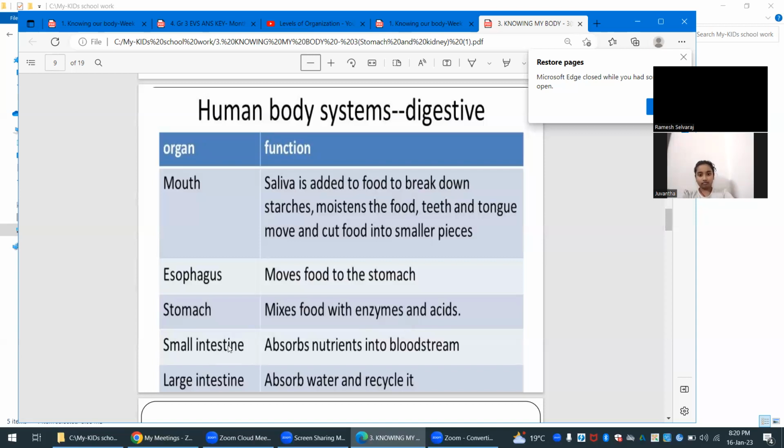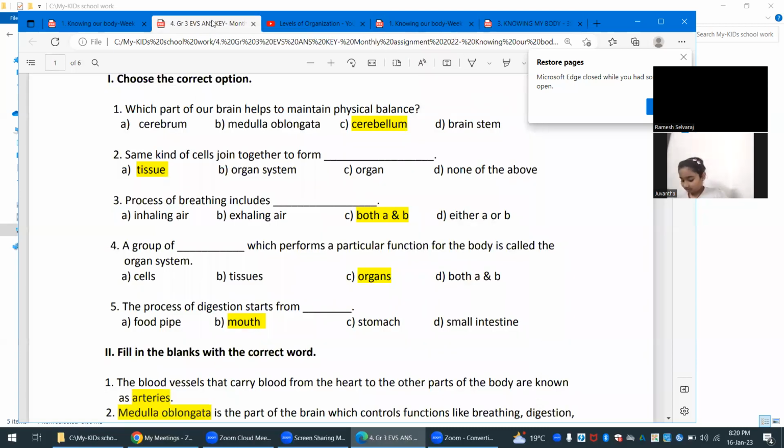So, what is the function of the mouth? If somebody is asking you, what would be your response? Saliva is added to food to break down starches. The food, teeth, and tongue move and cut the food into smaller pieces. That's why if someone is asking you to eat food, you have to eat very slowly and use your teeth to chew it, like cut the food, using your teeth.